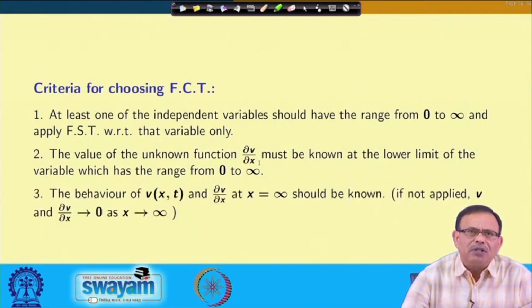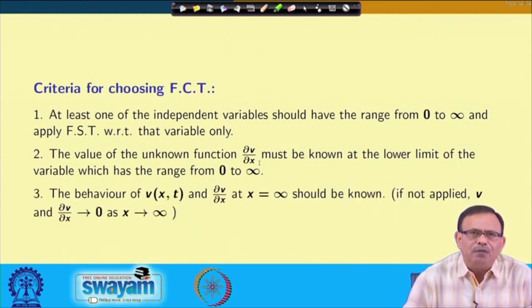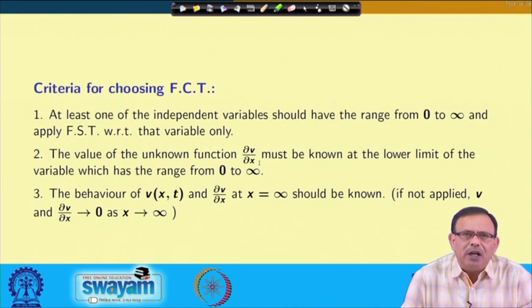And number 3 is the behavior of v(x,t) and del v del x at x equals infinity should be known, and if not specified, then basically v and del v del x approach 0 as x approaches infinity, which we have shown over there. So, these are the conditions or criteria for choosing the appropriate transform.